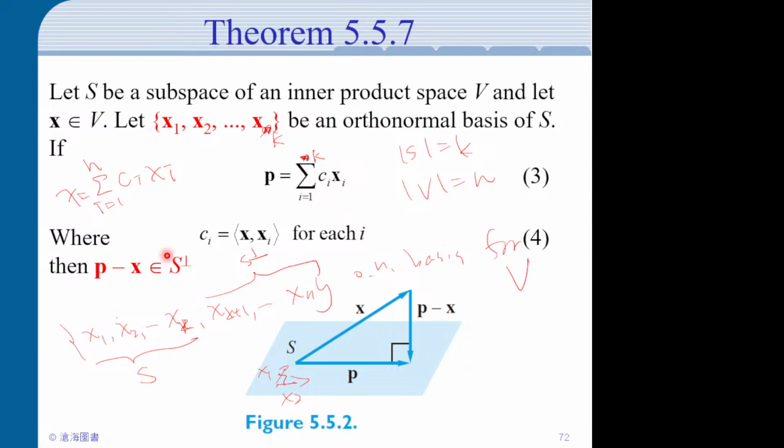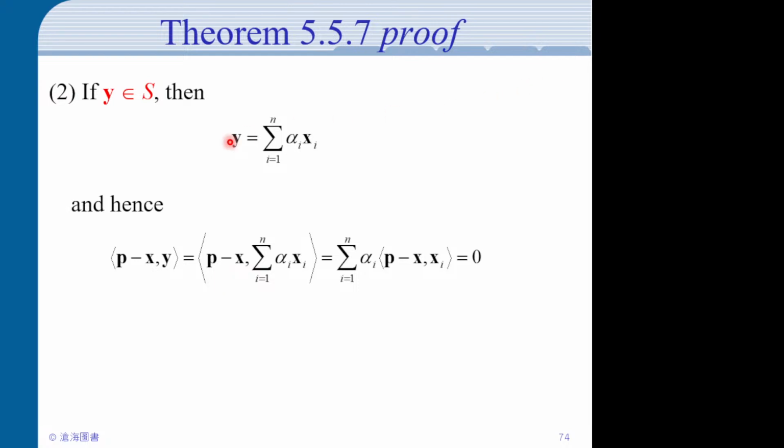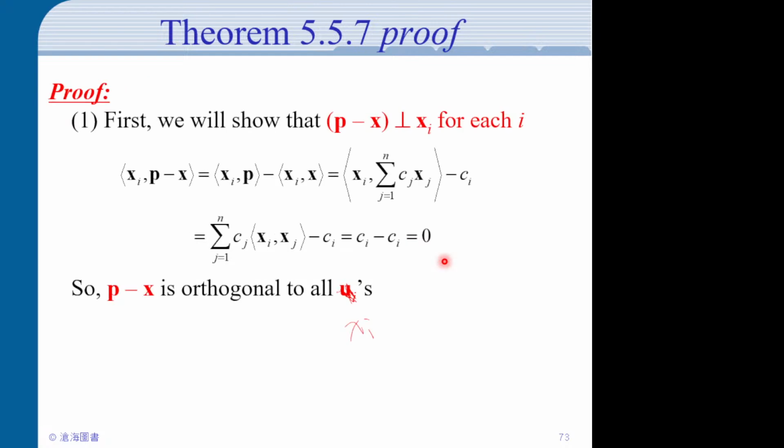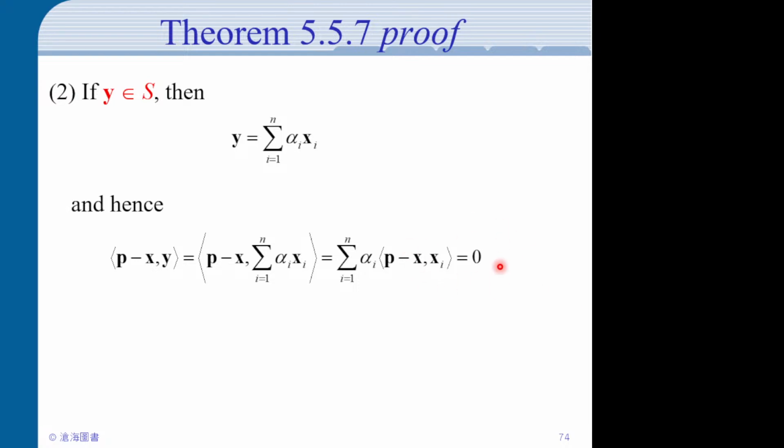But anyway, yeah. So P minus X is in S perp, which means it's orthogonal to everything in S. And everything in S can be written as a linear combination of our orthogonal basis. Then once again we use the linearity of inner product. So it's a linear combination of inner products between our P minus X and basis elements. But we already said that for every basis element, this inner product is 0. And yeah, so this is 0. Okay.